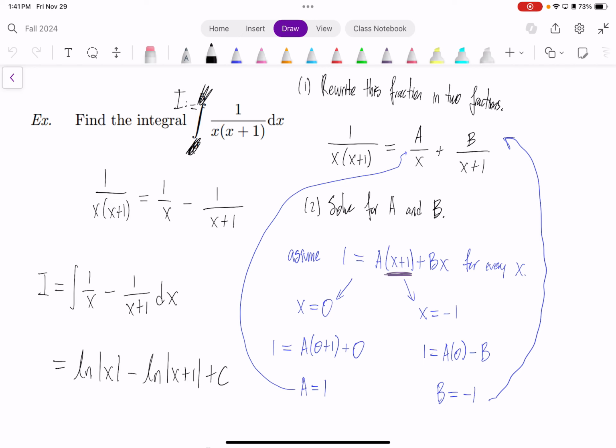How does everyone feel about that partial fraction decomposition? Good. It's not too bad if you think about it like that, right? So let's try one more example. What questions do we have about this one? Yeah, go for it.